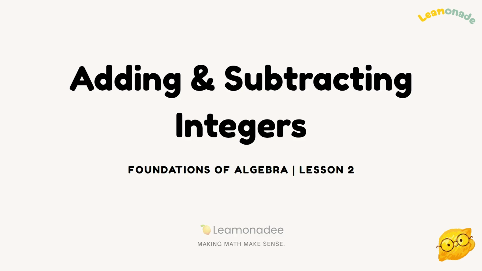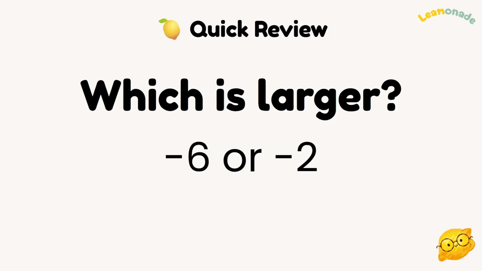In our last lesson, we learned about positive and negative integers and how to compare them using a number line. Today, we're going to learn how to add and subtract integers. Before we do that, we'll first learn an important idea called absolute value. Don't worry if you've never seen it before, we'll take everything one step at a time. Let's get started. Let's start with a quick review from our last lesson.